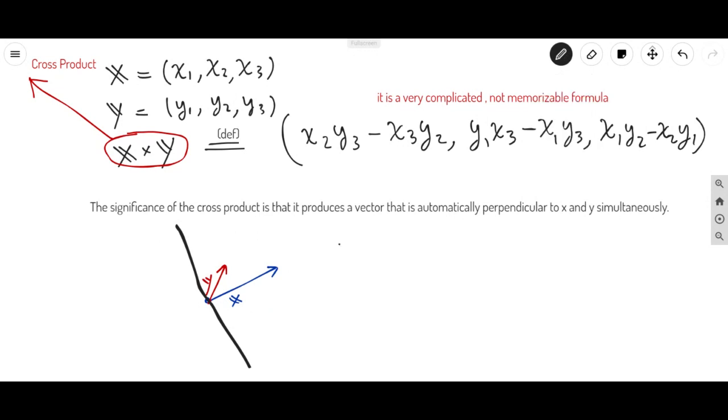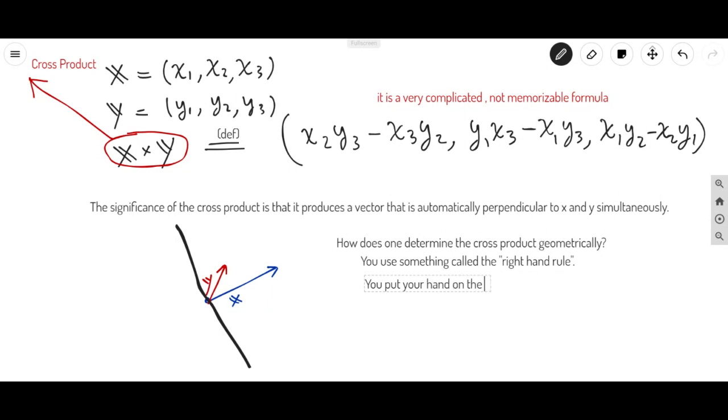So how does one determine the cross product geometrically? The way you do it is you use something called the right-hand rule. And the way it works is you put your right hand on the first vector and you curl your fingers towards the second vector. And your thumb will point in the direction of the cross product.